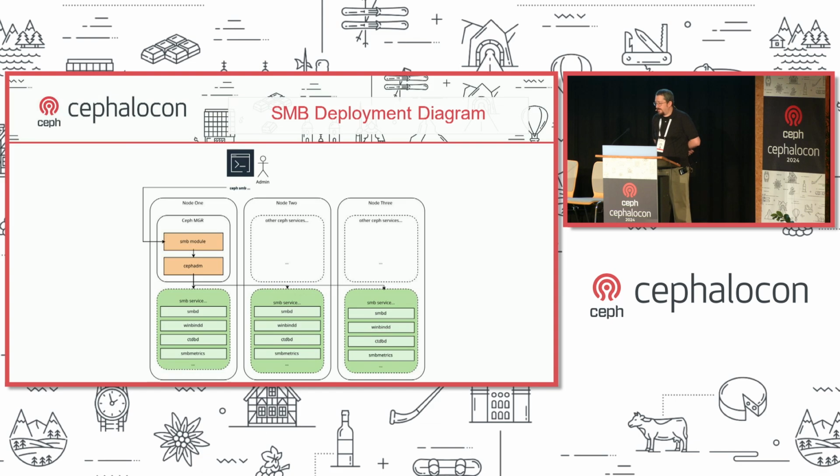Once we're deployed, we typically will have an SMBD, that's the primary container on all of our deployments. And then depending on your configuration, you might have WinBind for Active Directory integration. You might have CTDB for true clustering. And there are some other sidecars that will appear in the system.